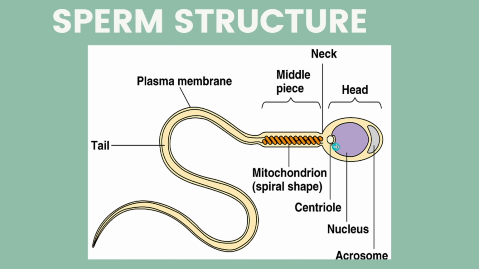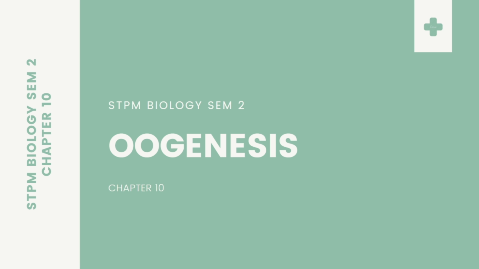So there is also the head. This is a nucleus. This nucleus is very important for the fusion with the nucleus from the secondary oocyte in the female to produce the diploid zygote. Okay, so the mitochondria provide the energy so that the sperm have energy to swim. So this is the basic sperm structure.